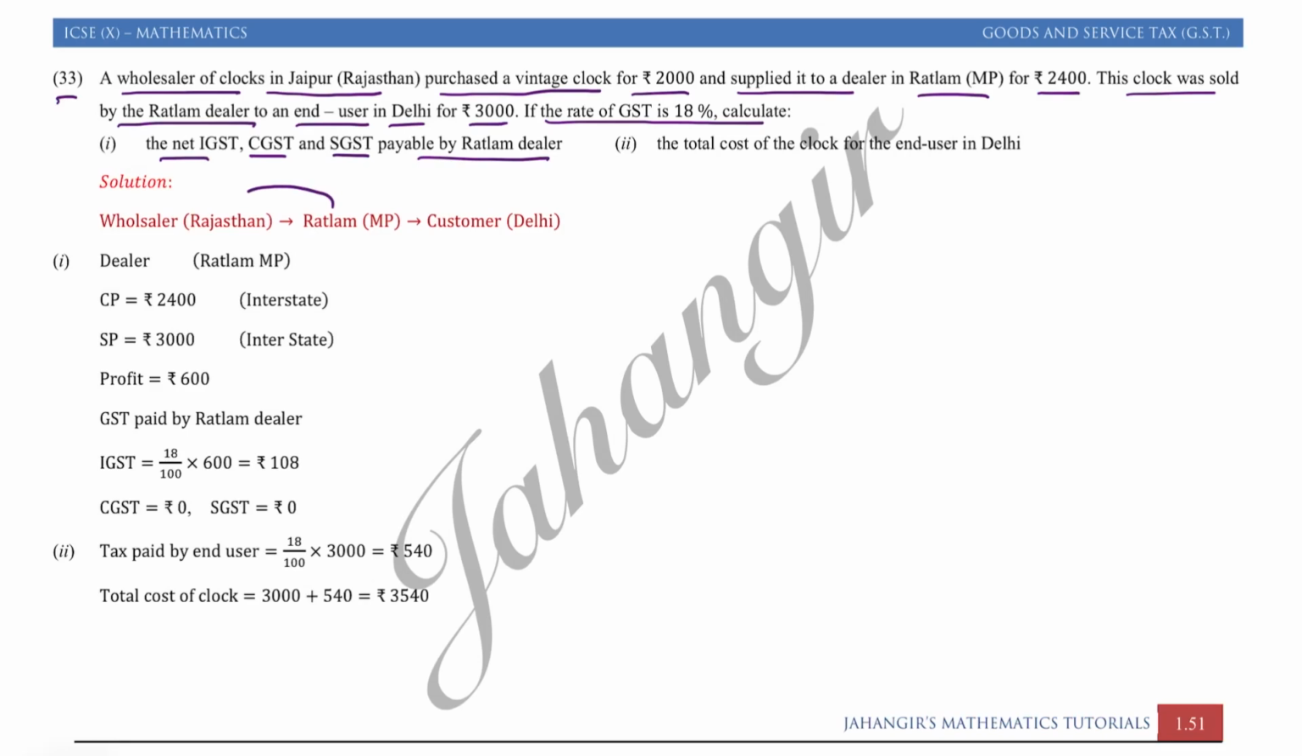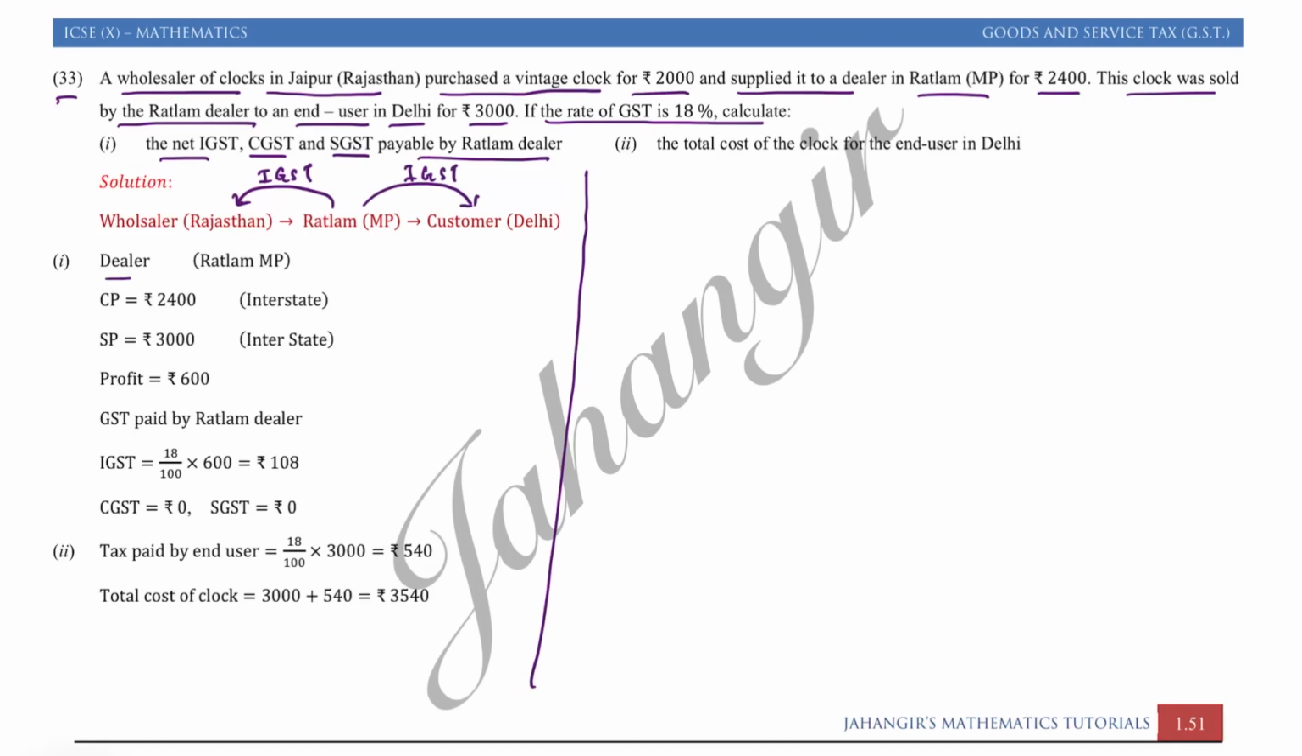See, while buying, the MP dealer had paid IGST because he had bought from another state, and while selling to the customer he had collected IGST. So here we don't have that much adjustment. Here we can take input IGST, output IGST, and then subtract. So in the first part we want net IGST, CGST, SGST payable by the Ratlam dealer.